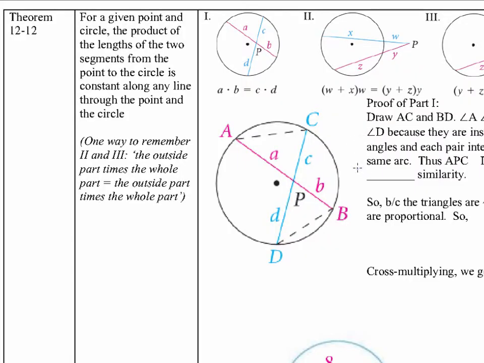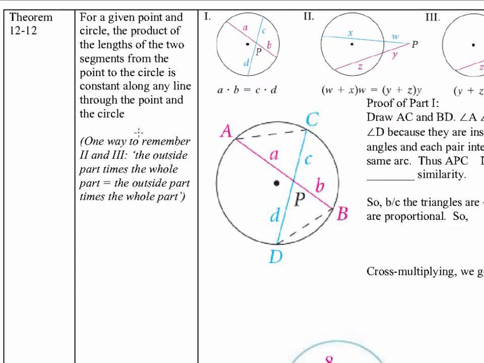Okay, so we're nearing the end here. It's our last couple of theorems, theorem 12, 12. Now this one, a lot of people have trouble remembering, so I'm going to give you a little trick to remember it, but the way that it's described is not quite a good way to, well, let's just look at it. For a given point and circle, the product of the length of the two segments from the point to the circle is constant along any line through the point and the circle.